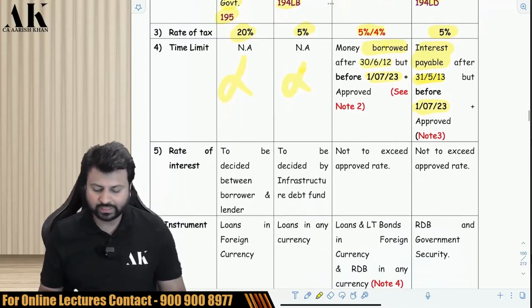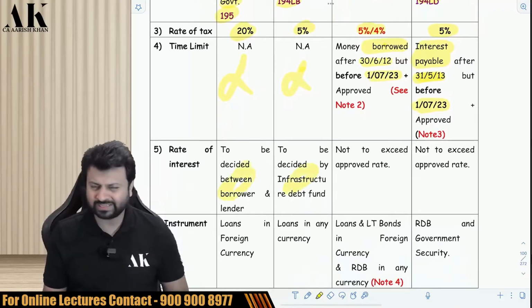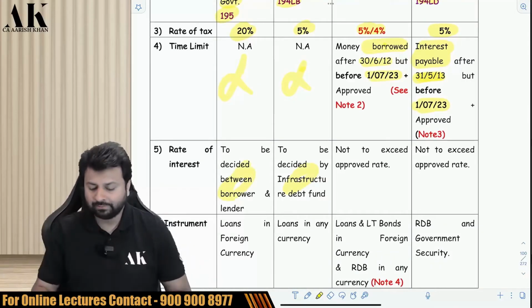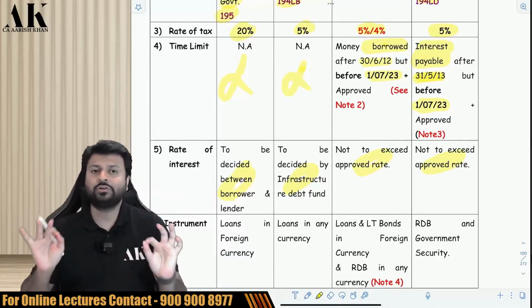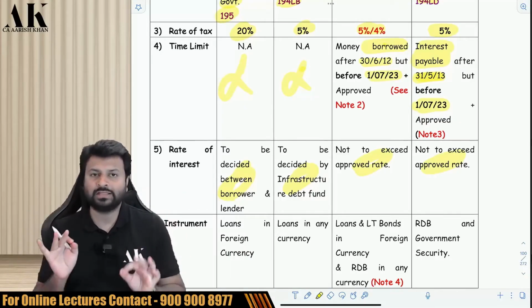Now the rate of interest in the first two sections will be decided between the borrower and the lender, but in the third and the fourth section the rate of interest will be decided by the government. It should not exceed the approved rate as approved by the government of India.